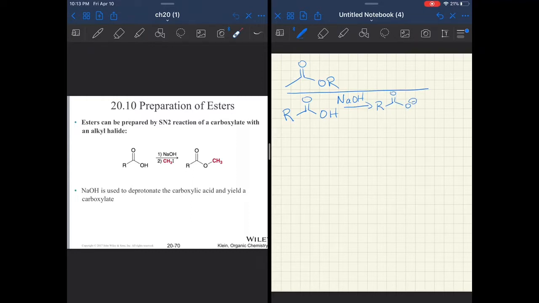This is a good nucleophile for your SN2 reaction, so we're just putting in a substrate here, and there's no reason that it has to be a methyl, right? It could be any old R group, well, not any old R group. It's an SN2 reaction. You don't want it to be tertiary, but any other R group and a good leaving group, right? Chlorine, bromine, iodine work really well. This is going to give you your ester.